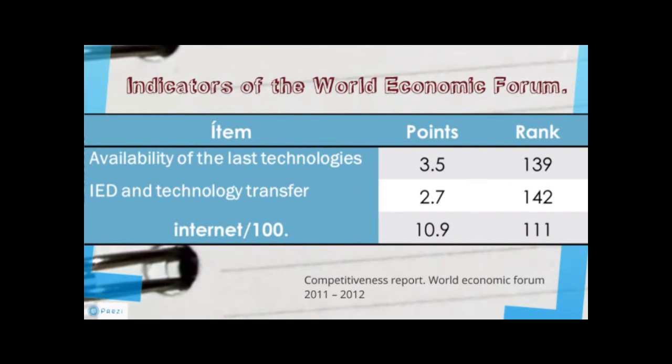Now about the technological environment. We can see the items evaluated by the World Economic Forum in its Global Competitiveness Report of 2011 to 2012, and with this information have an idea about Yemen's technology. The items in which Yemen was evaluated were availability of the latest technologies. In this item, Yemen has a score of 3.5. Foreign direct investment and technology transfer. In this item, Yemen has a score of 2.7, and internet users, in which Yemen has 10.9% of internet users.